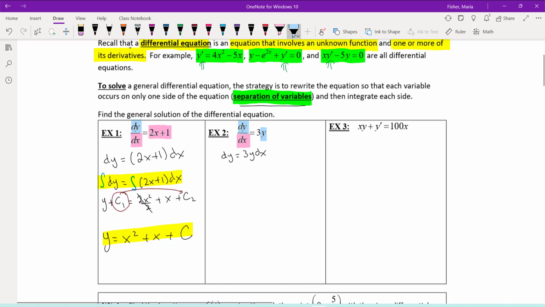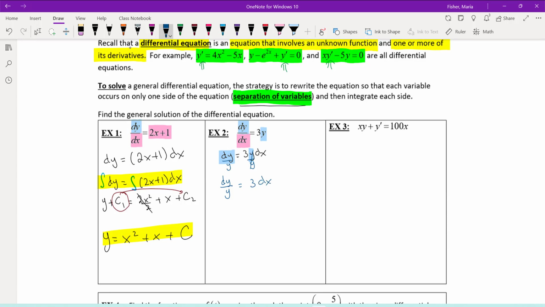Now I have to get this y on the other side over here with dy. It's just being multiplied by 3, and since 3 is a constant multiplier, I can leave it on the right-hand side. I don't have to bring it with me, so I'm going to leave it there on the right, and I'm just going to divide both sides by y to get all my y's on the same side. They'll cancel over here, and then we have dy over y is equal to 3 dx.